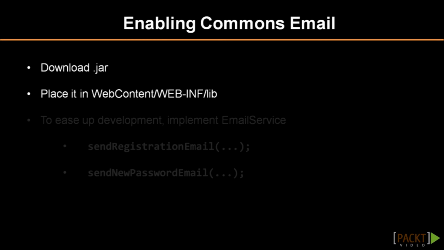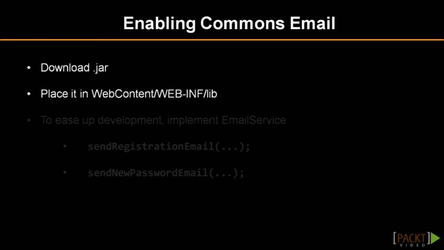How do we incorporate Commons Email into our application? Similarly to any other third-party code we could use. Let's download the jar and place it in our WEB-INF lib folder. Since this is on our class path, it will automatically become available to the rest of our application, and it will be deployed with it as well. Okay, so now the classes are available and we can in theory send emails.